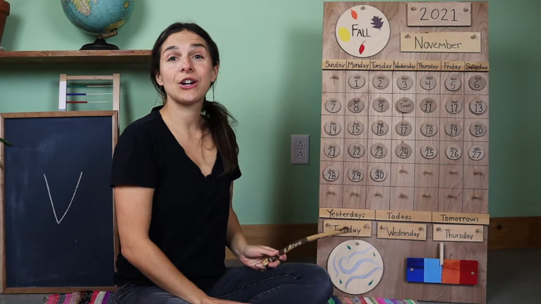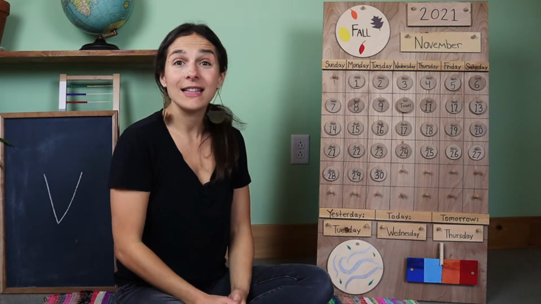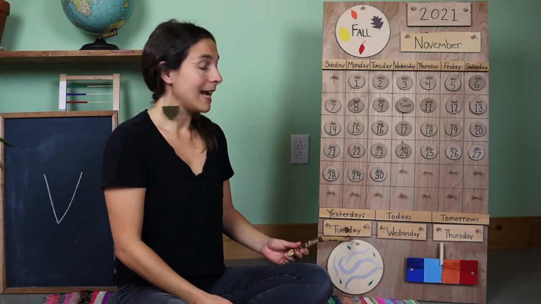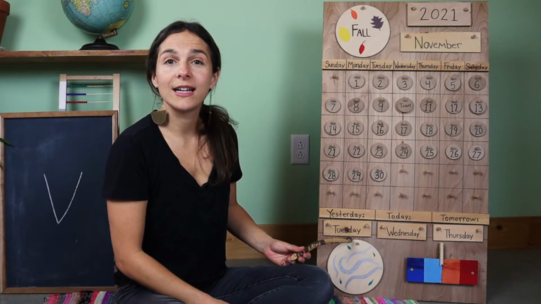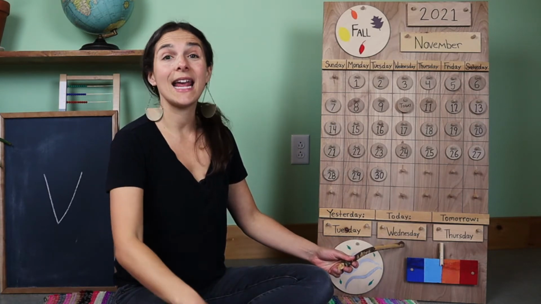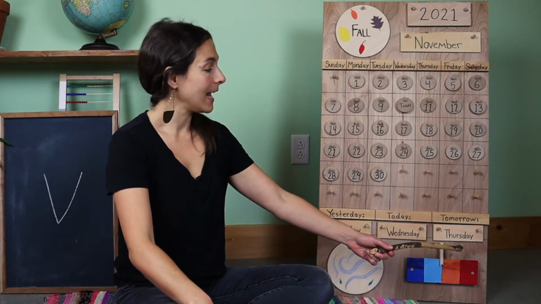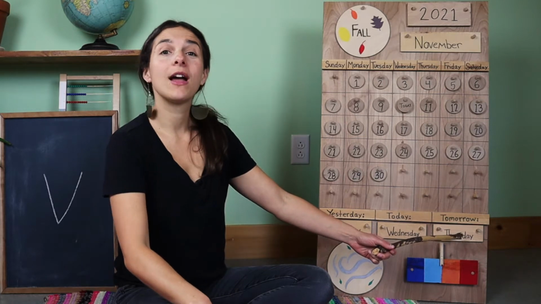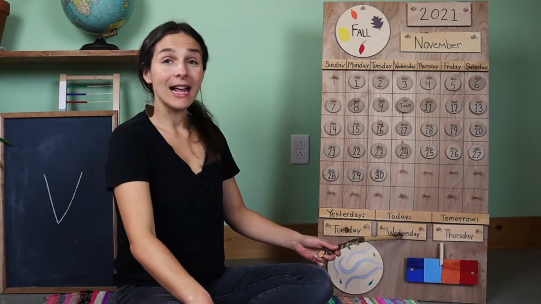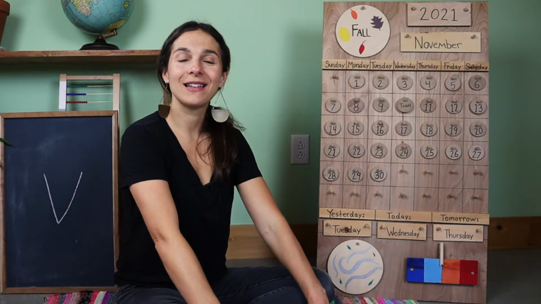Down at the bottom of the chart, we have the days of the week to go over. So listen for the sound that the day starts with, and you can tell me what the day is. Yesterday was T, Tuesday. So that means that today is W, Wednesday. And tomorrow will be Thursday. Let's sing Today is Wednesday together, and then we'll go over the season.